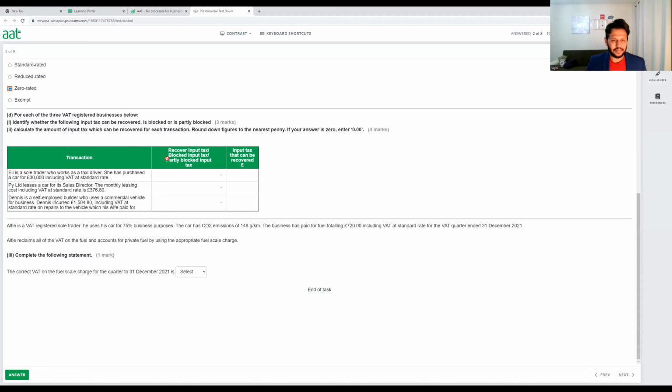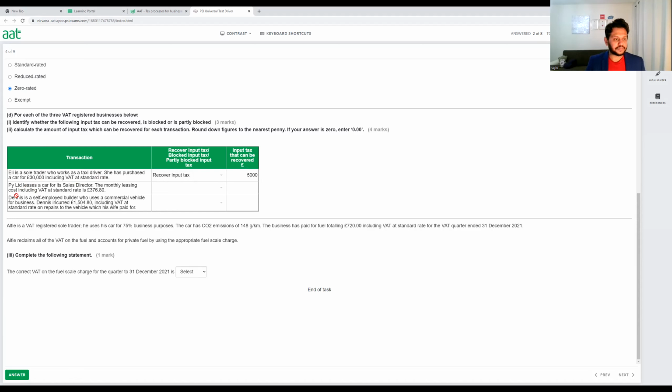Ely is a sole trader who works as a taxi driver. Remember that if you're a taxi driver, or a driving instructor, or a taxi business, you can claim all the VAT because your business depends on this car. So you can claim all the VAT. She has purchased a car for 30,000, including the VAT at standard rate. So 30,000 divided by 6. Simple as this. So you can recover all the VAT. I'll say recover all the input VAT: 30,000 divided by 6, 5,000.